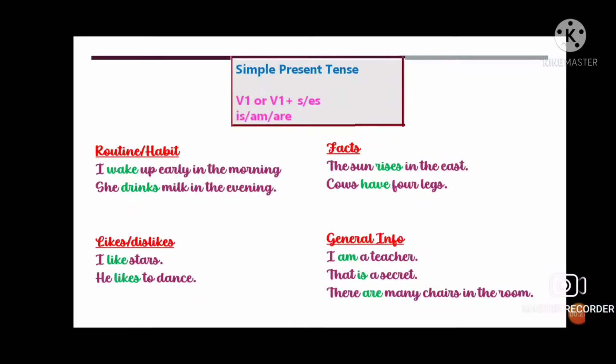Third, facts: the sun rises in the east. It doesn't change, it's a universal fact. It doesn't change in any case. Another example, cows have four legs. It's a fact too.